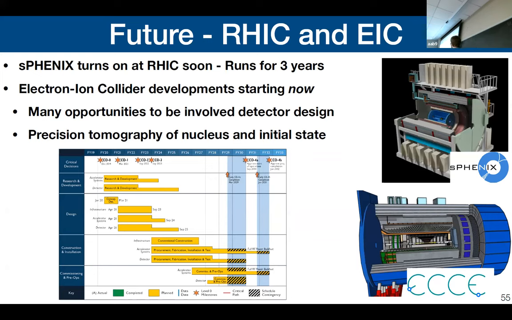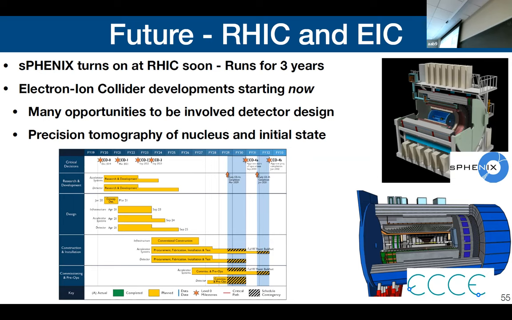There's also a future at RHIC. RHIC has a new detector known as sPHENIX that is expected to turn on quite soon. It will run for around 3 years. And what's interesting is that it has a full calorimeter, which means it'll be great for doing jet studies. So the data from sPHENIX will be a really good complementary tool to study jets at both LHC and RHIC.